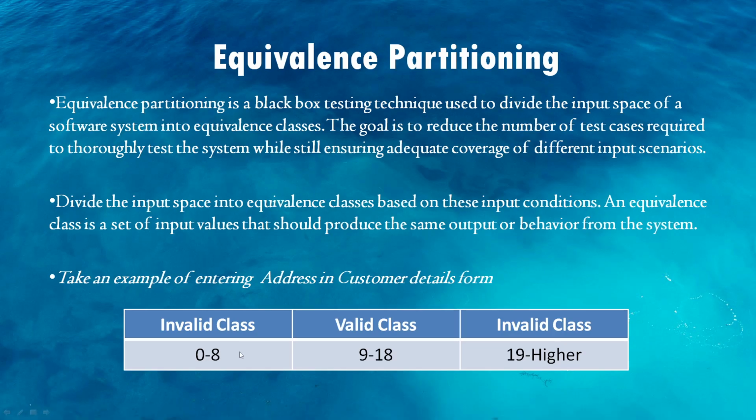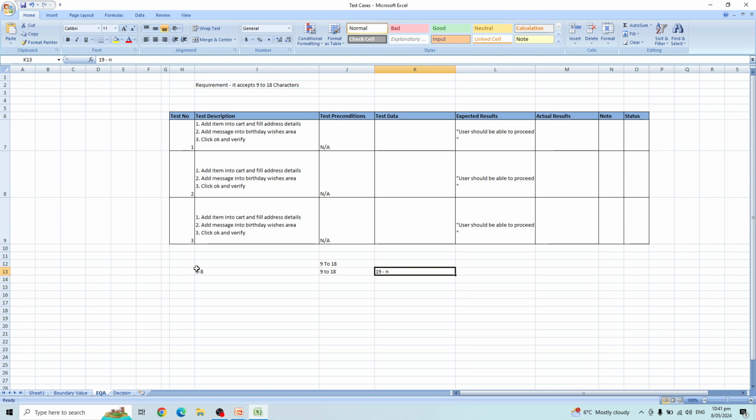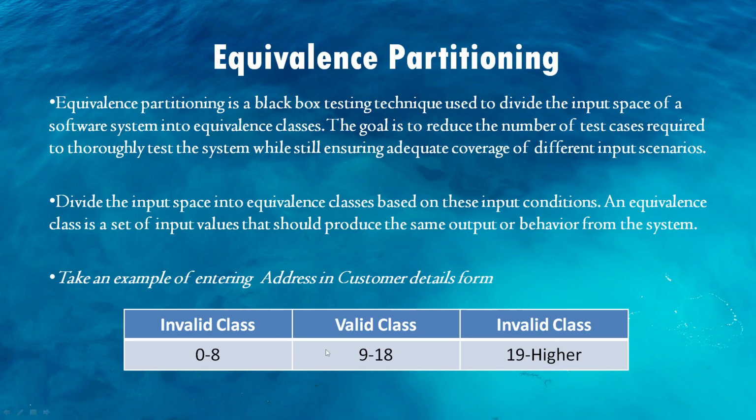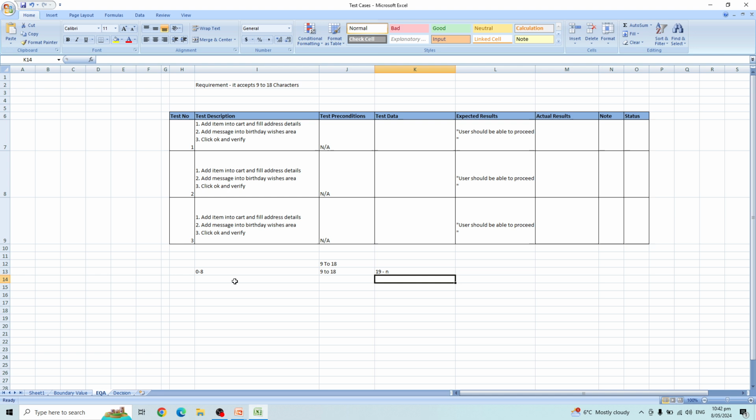That's what this is talking about, 0 to 8. When the requirement was 9 to 18, I split it into 0 to 8, 9 to 18 as the valid class, and 19 and higher as an invalid class. We say valid class because the others are invalid tests. What is valid? Anything from 9 to 18 is valid. So when you enter 12 or 13 characters, it's going to accept, right? Otherwise it becomes invalid. So with this, you derive test cases.